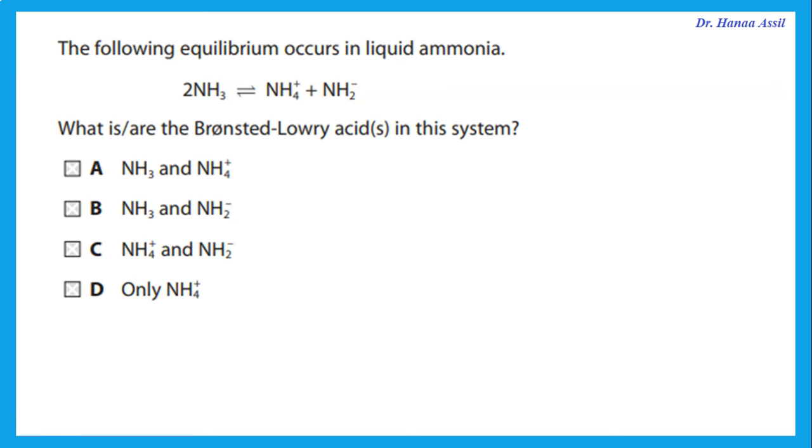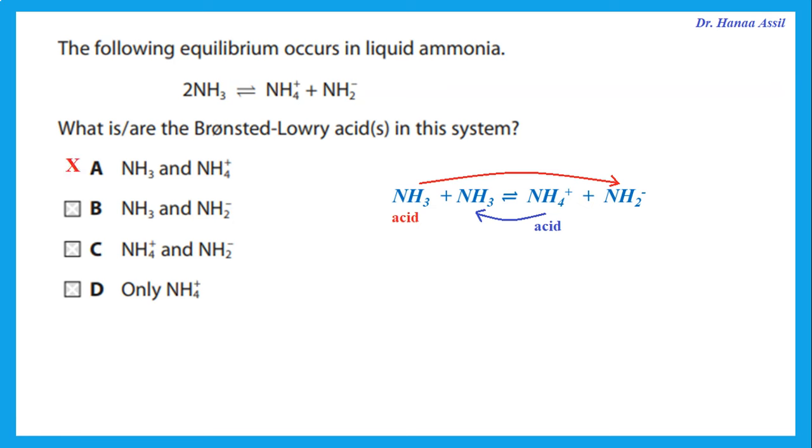The following equilibrium occurs in liquid ammonia. What is the Lowry-Bronsted acid in this system? Remember, we have two ammonias, so one of them would act as an acid, and going back, the one that is NH4+ is the one that loses the proton again to form the ammonia.